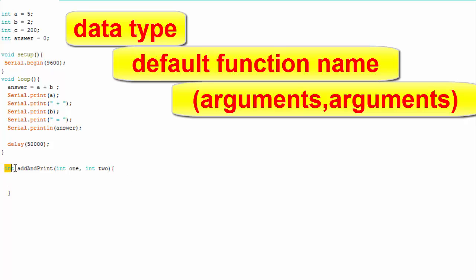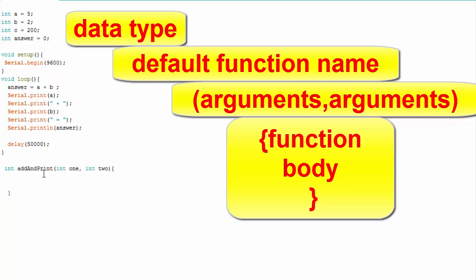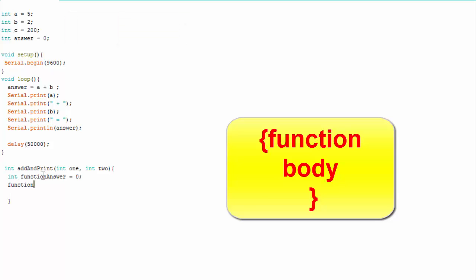You start a function with a data type, then you come up with the function name, and then inside parentheses you write your arguments, and you separate your arguments with a comma, and between the brackets is the function body, and in there you write your code. And what we do, we are gonna add num1 with num2, but first inside the body we make another variable, we call it int functionAnswer, and we set this to 0, and in the next line we do functionAnswer is num1 plus num2.